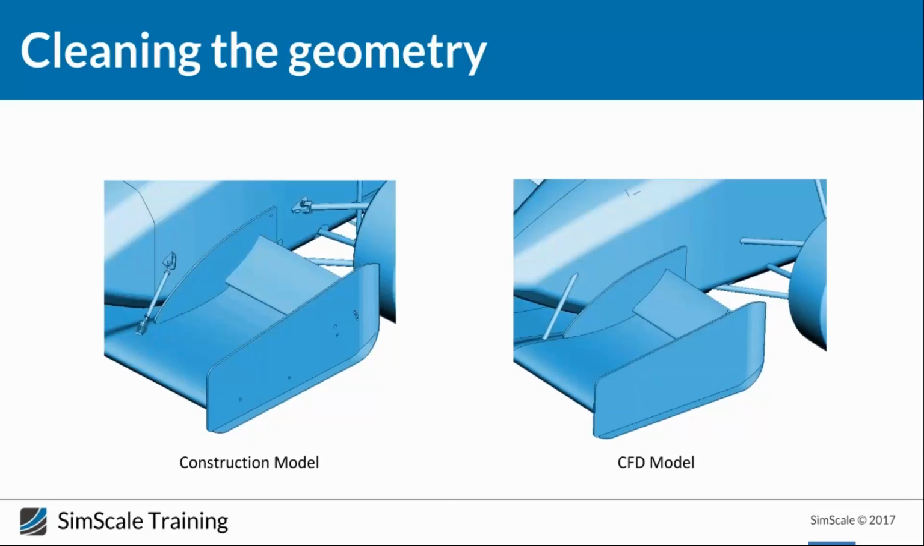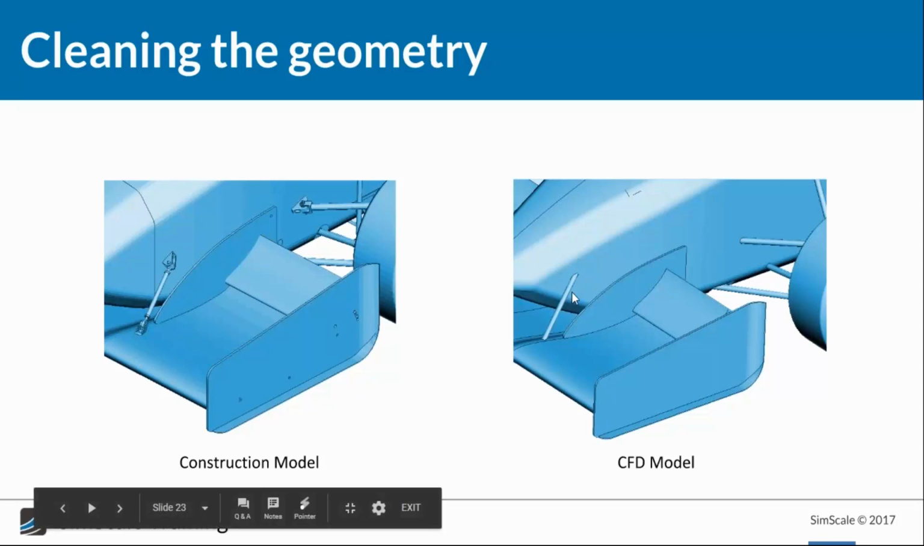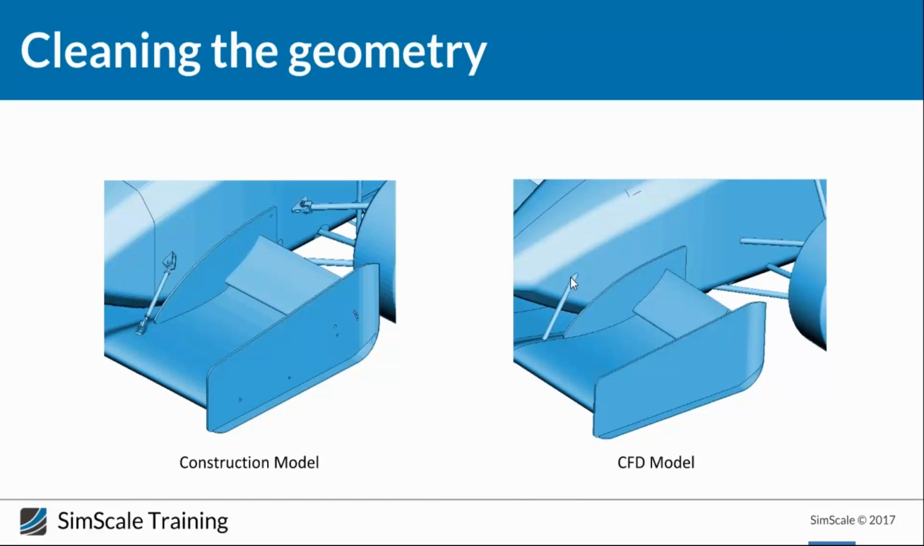So we zoom deeper, close to the front wing, and let's discover what is the difference between a construction model and a CFD model. If you take a close look at these front wing pillars here, or whatever you want to call them, we can see for the construction model we have a lot of details of the real geometry represented in the construction model.